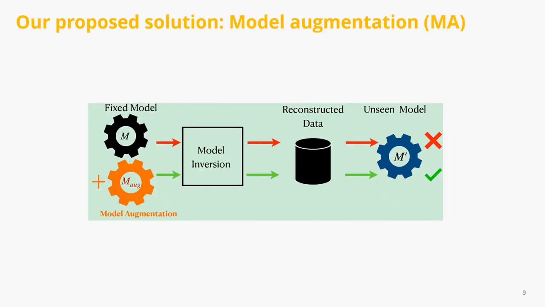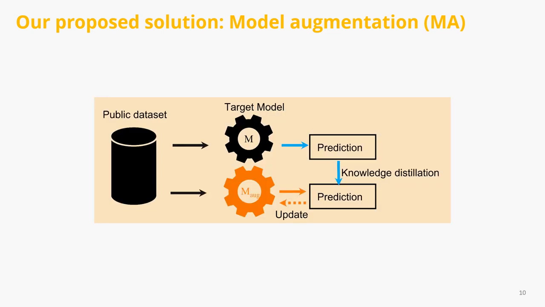Inspired by the conventional issue of overfitting in model training, we propose a novel solution based on model augmentation to alleviate the MI overfitting issue. Specifically, we propose to apply knowledge distillation with the target model M as the teacher and the augmented model as the student. We remark that the public dataset is used during the training of the augmented model as the private training data is not available at this stage.